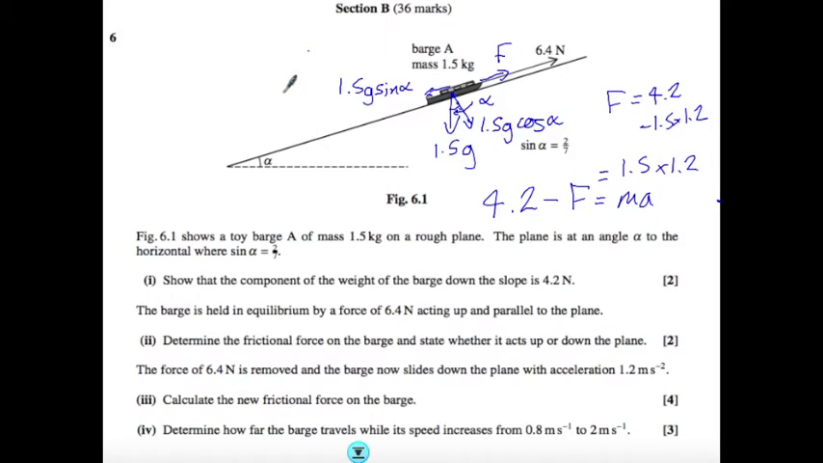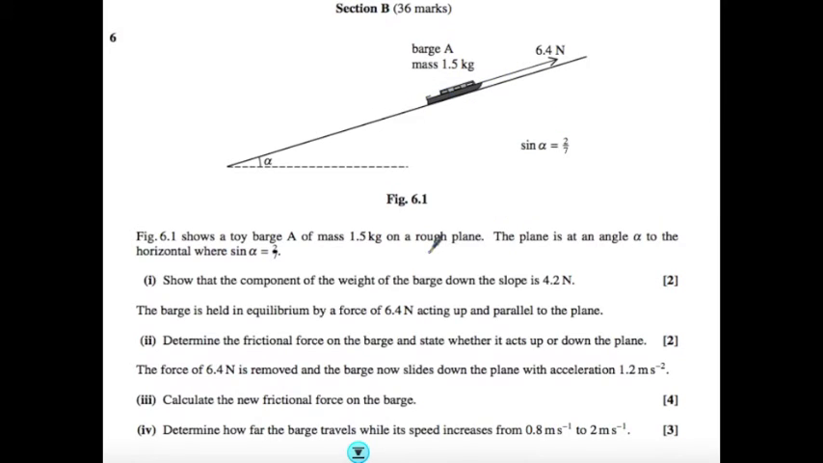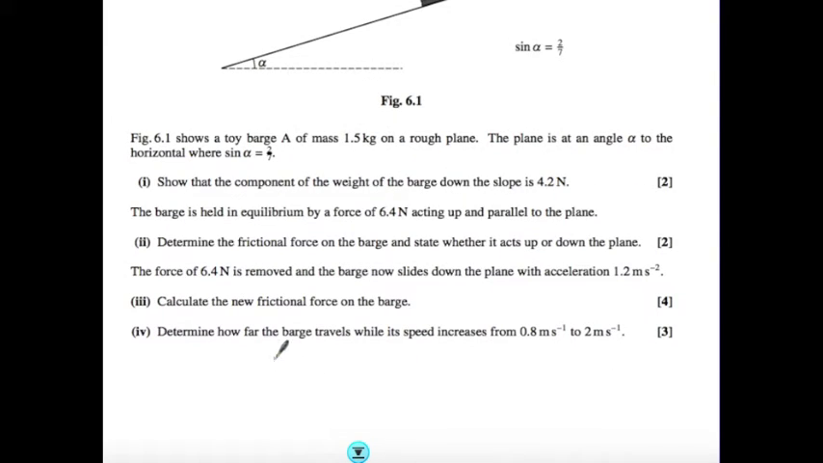Determine how far the barge travels while its speed increases from 0.8 to 2. So for the last part, it's kind of given us a bit of respite, and this all just looks like suvat to me. We know the acceleration was 1.2. We know its speed's increasing from 0.8 to 2. And we want to know S.